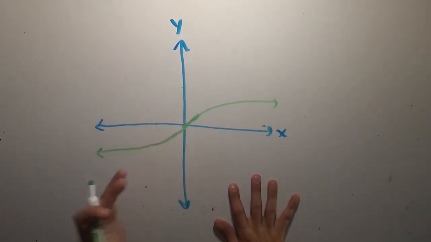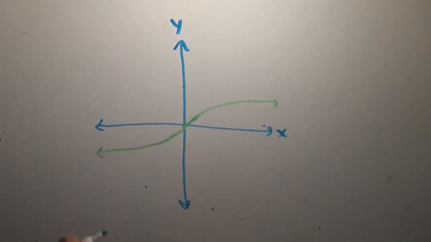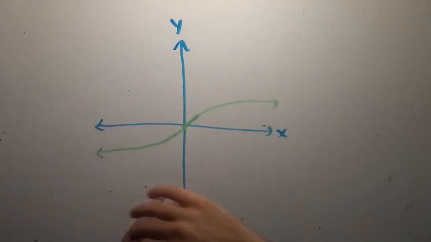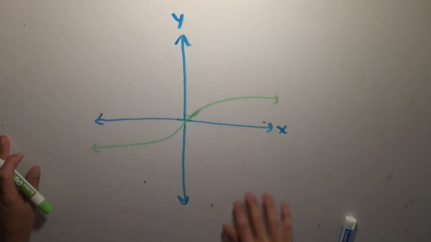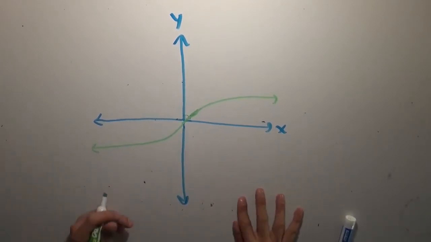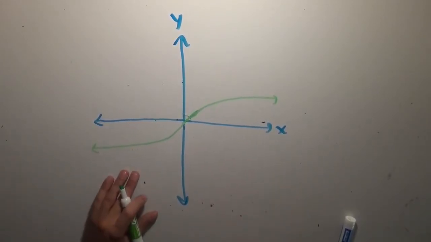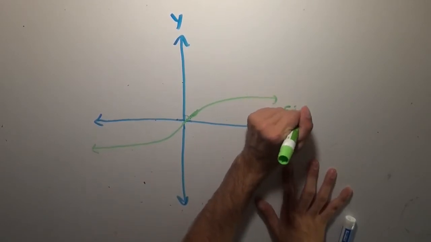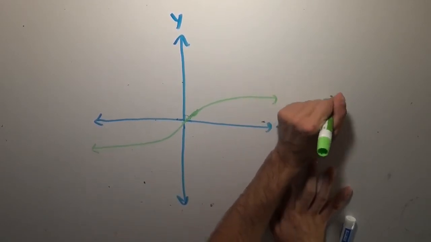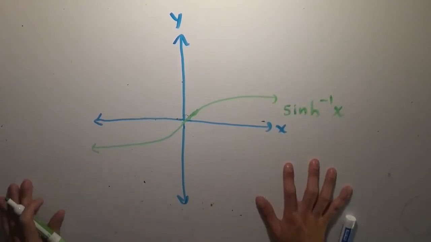It's not really any different from the hyperbolic sine function except that it's reflected over the line y equals x. So it is an odd function. It is rotationally symmetric about the origin, exactly like the hyperbolic sine is. So this is the inverse hyperbolic sine, sinh inverse of x, right?